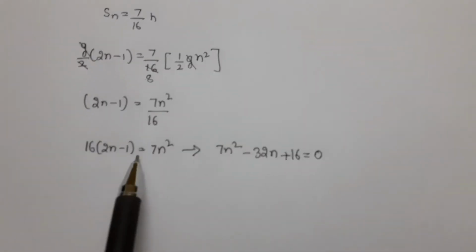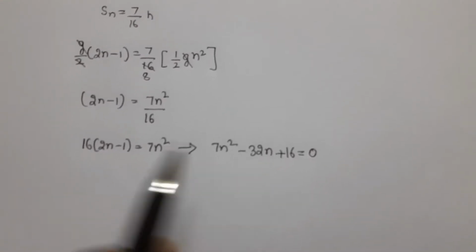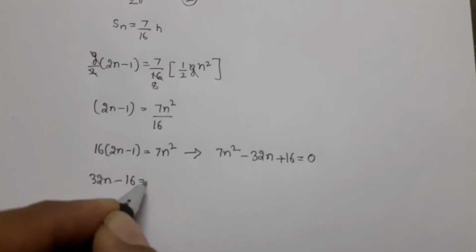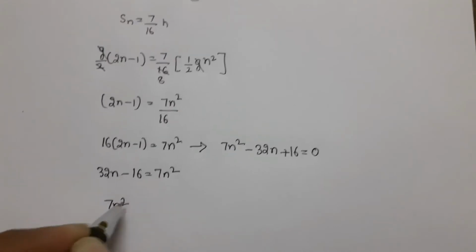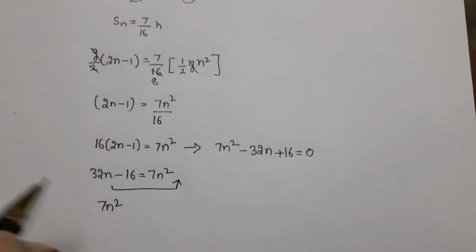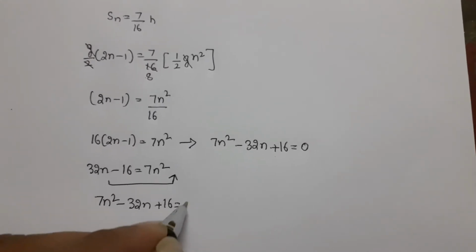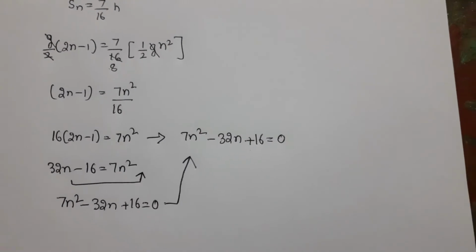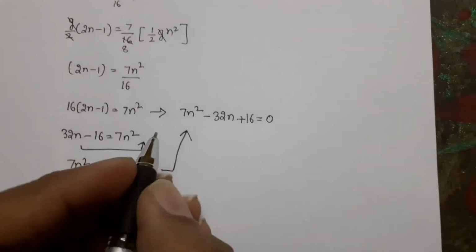If you want to know how I have done this one, this is like 32n minus 16 is equal to 7n square, which results in 7n square. That means I am trying to send this to here. It is nothing but 7n square minus 32n plus 16, which is equal to 0. So I have brought this to here. Okay. Now let us try to solve this quadratic equation.